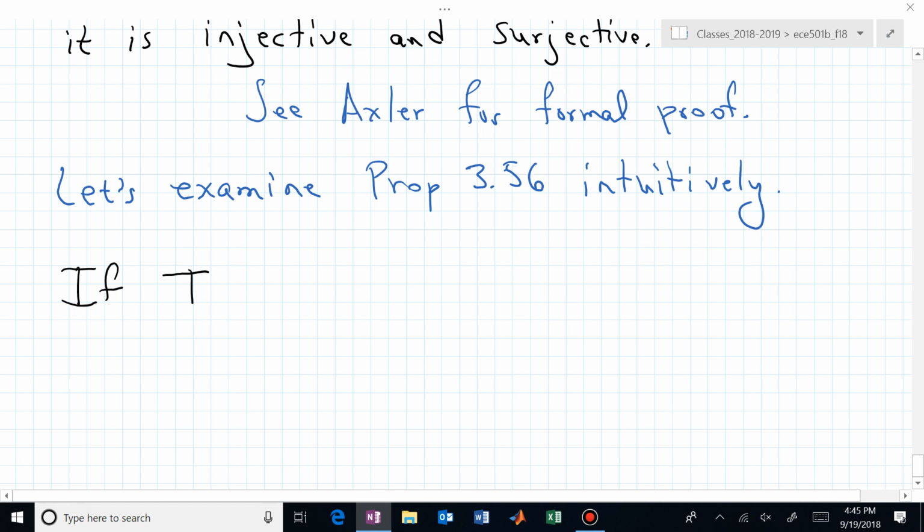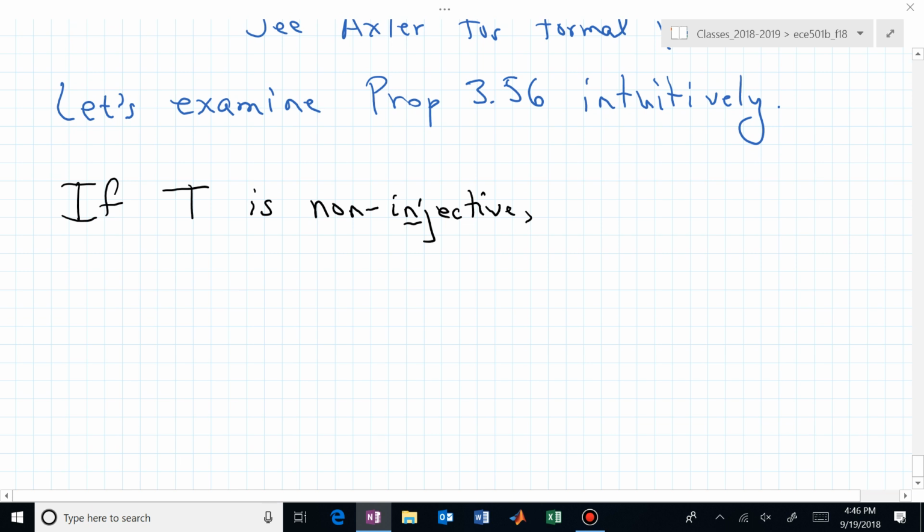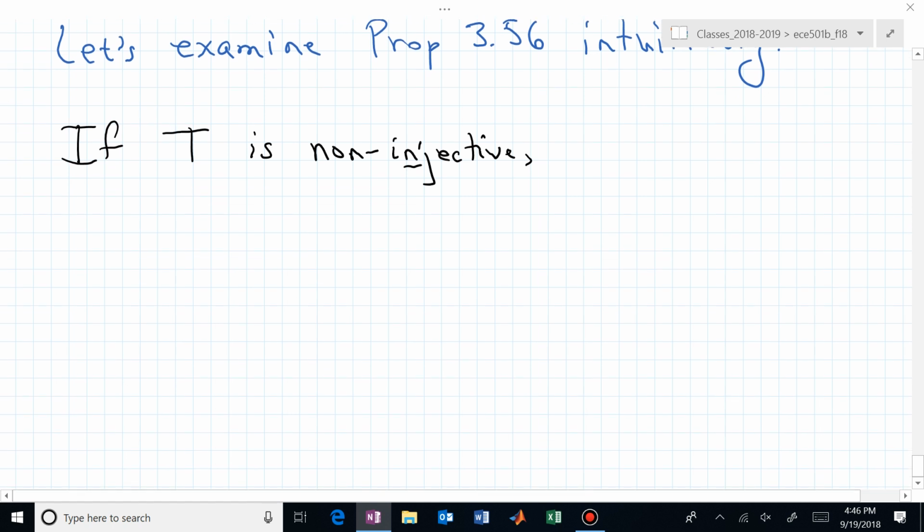Suppose we have a linear map T and it's non-injective. Now we're focusing on the N because it has something to do with the null space of this map. If T is a non-injective map, what does that mean? It has a non-trivial null space, which means the null space contains more than just the zero vector.